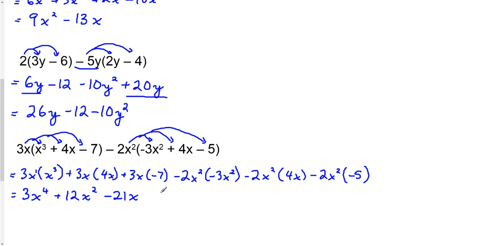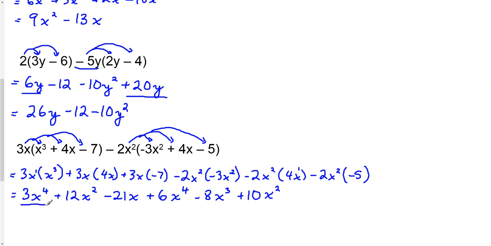Next term, we've got a negative 2 and a negative 3, so when we multiply those, positive 6. Keep the base the same, add the exponents. 2 plus 2 is going to give us 4. Negative 2 times 4 is negative 8. Keep the base the same, add the exponents. 2 plus 1 is going to give us 3. And finally, negative 2 times negative 5 is positive 10. And we're just going to have the x squared.